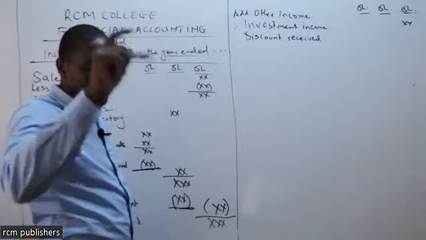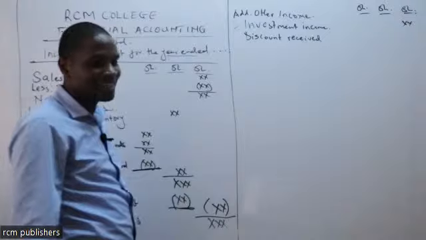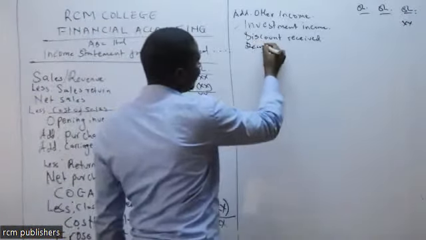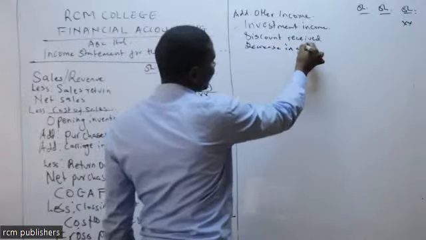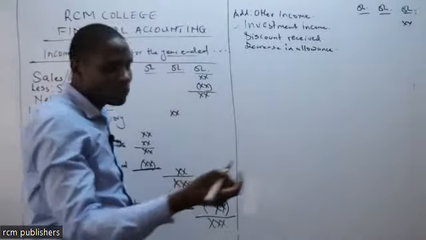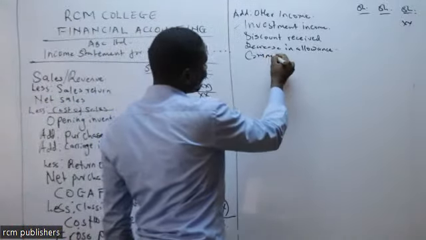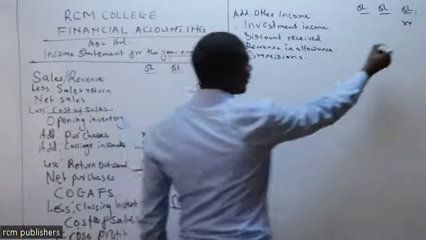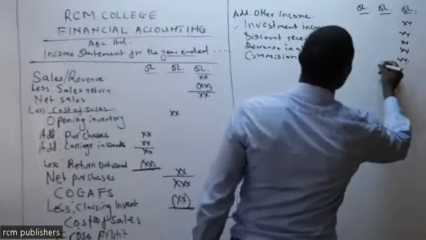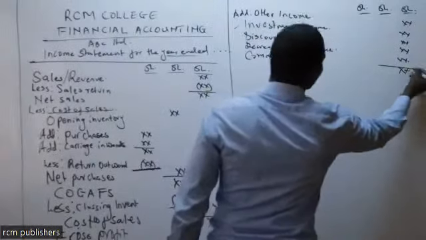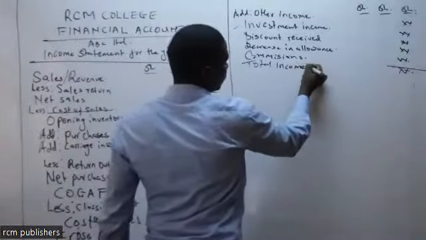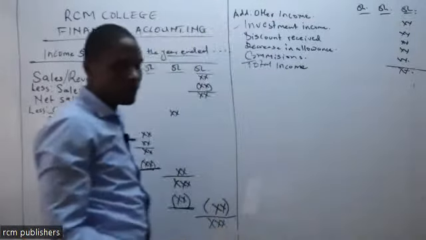Interest, commission like that. Decrease in allowance for doubtful debt. Commission like that. I won't write any other. So that you get your total income. There are things that confuse people here but they are very easy.